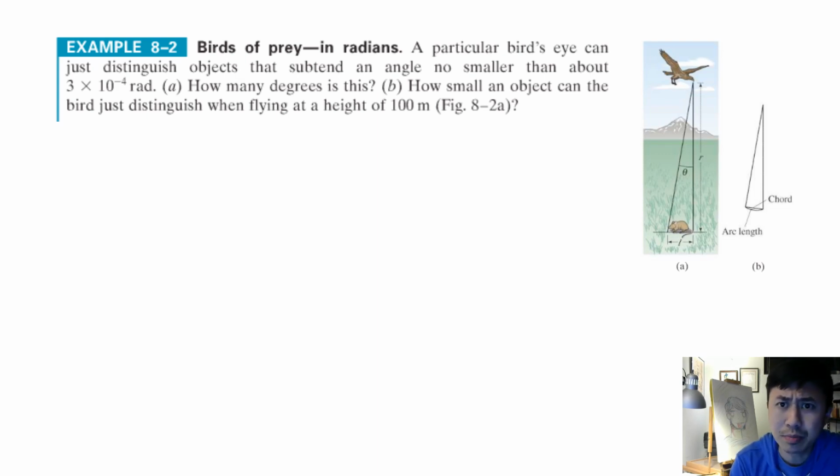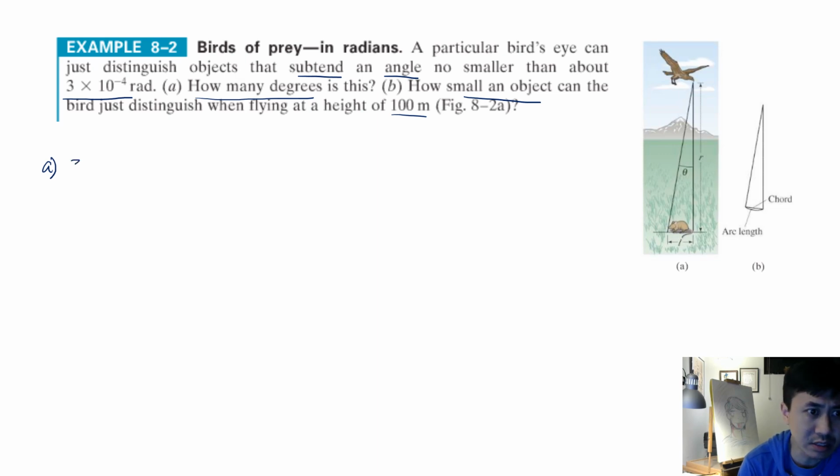A particular bird's eye can distinguish objects that subtend an angle, meaning objects that put out a little angle from that radius, no smaller than about 3 times 10 to the negative 4 rads. A, how many degrees is this? And B, how small an object can be distinguished when flying at a height of 100 meters? So let's start with A. How many degrees is this?